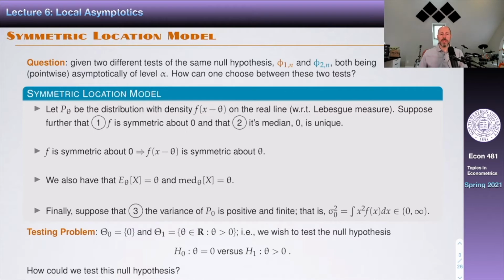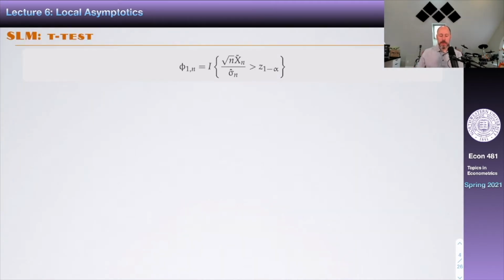So it's just going to be one-sided, because that way, again, this is another simplification, we can just ignore absolute values and the like. And the question is how we can test this null hypothesis. What we're going to do today is propose two different tests for this type of null hypothesis in this particular setting, and then compare their properties using some different types of approximation techniques. Any questions about the setting? All right. SLM here stands for symmetric location model.